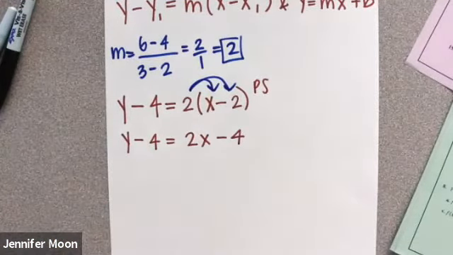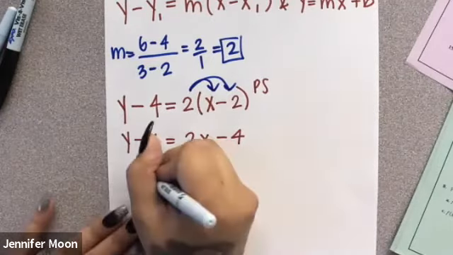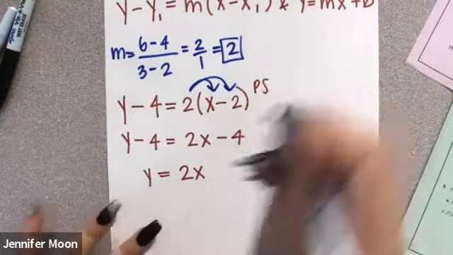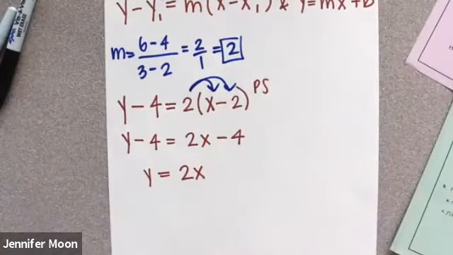Not done. Need to get rid of that 4, right? So if I do the inverse, that would be a positive 4. If you add 4 to both sides, I get y equals 2x. So now that I've kind of finished the problem, I can go back and I'm going to square some stuff, okay?